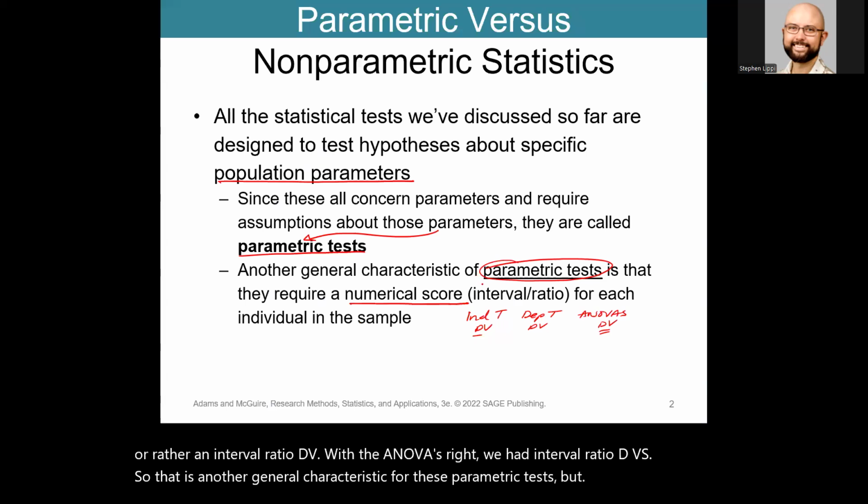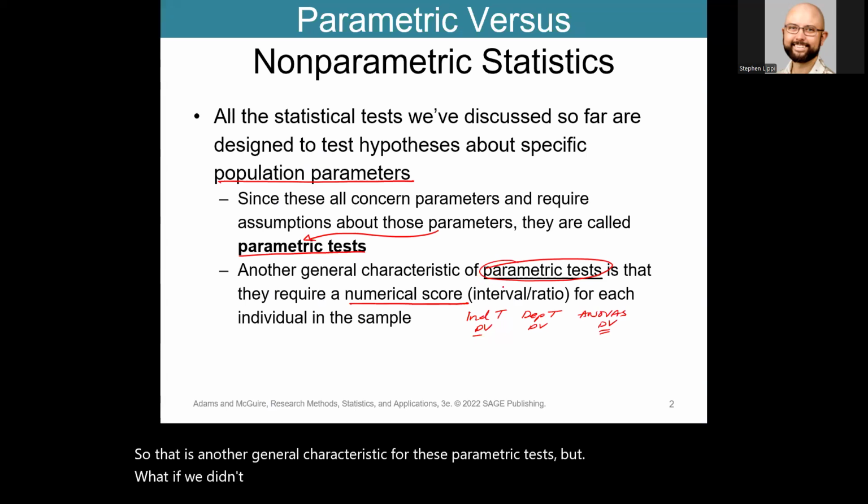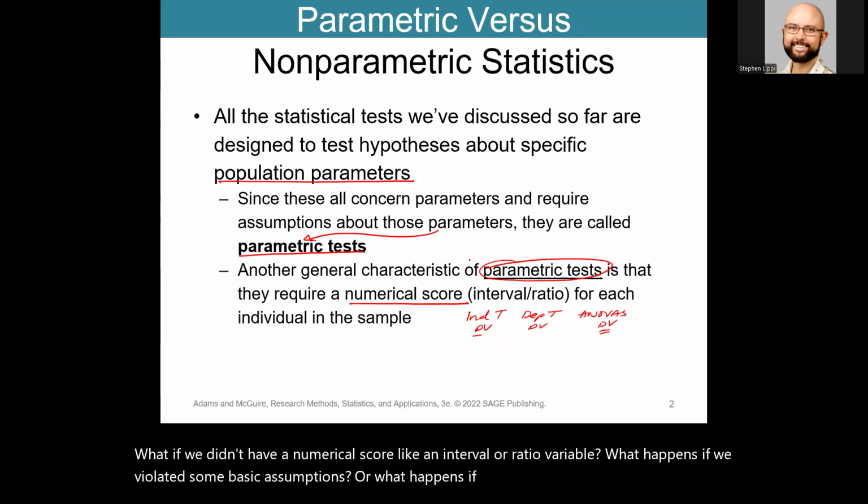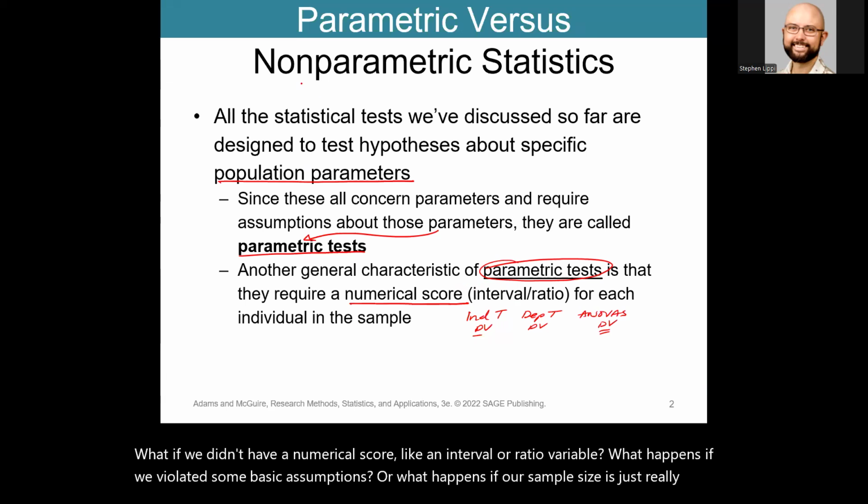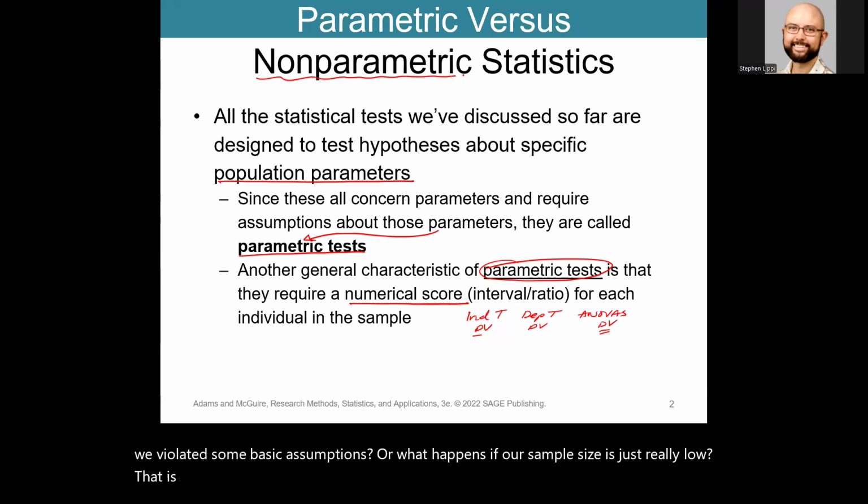But what if we didn't have a numerical score, like an interval or ratio variable? What happens if we violated some basic assumptions? Or what happens if our sample size is just really low? That is where we introduce the idea of non-parametric statistics.